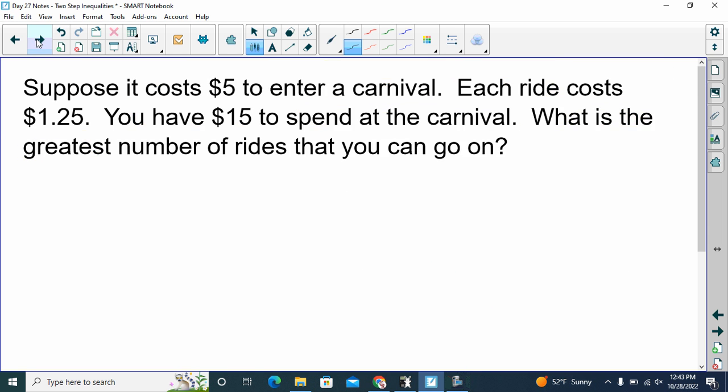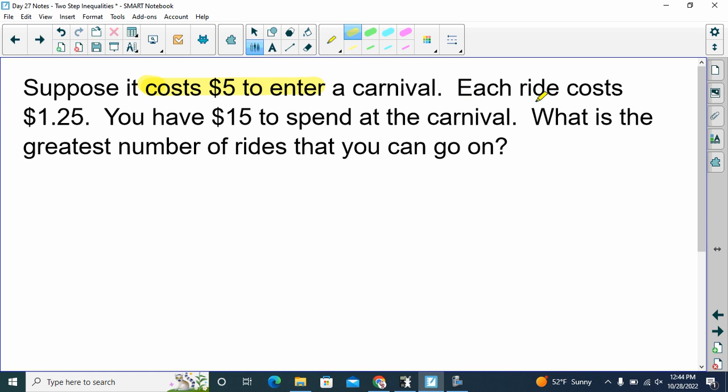One more. Last one says, suppose it costs $5 to enter a carnival. Each ride costs $1.25. You have $15 to spend at the carnival. Again, write down some of the problem in your notes. Just having answers with no problems isn't going to help you much.